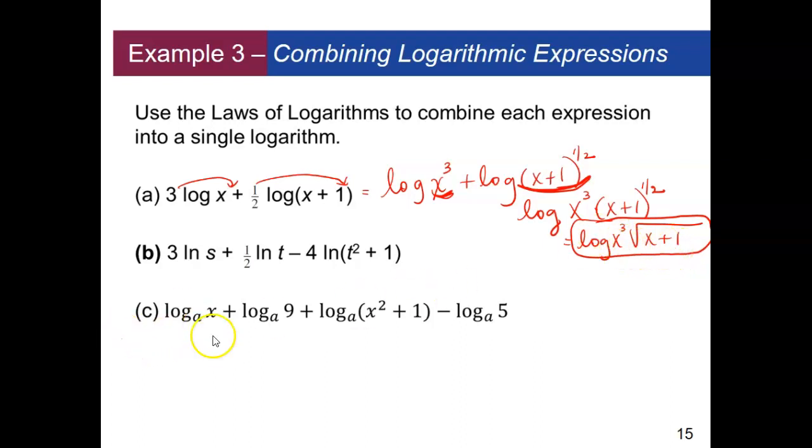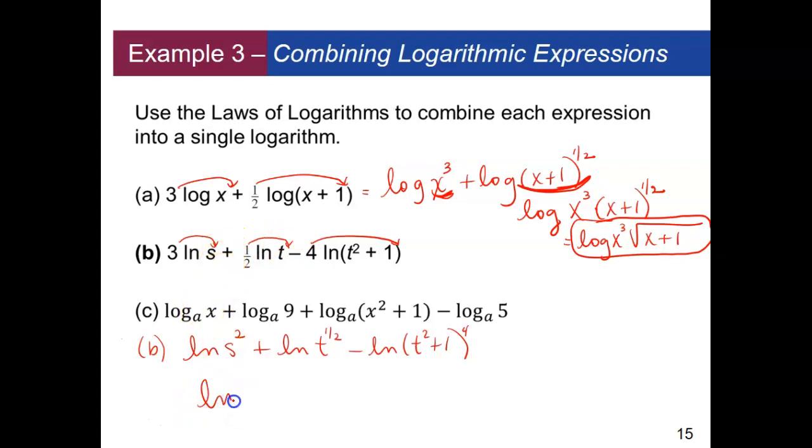Okay, moving on to part B, I'm going to come down here so I have room. We want to take each exponent up first. So I'm going to have ln of s squared plus ln of t to the 1/2 minus ln of t squared plus 1 to the 4th power. So moving each one of those up as an exponent.